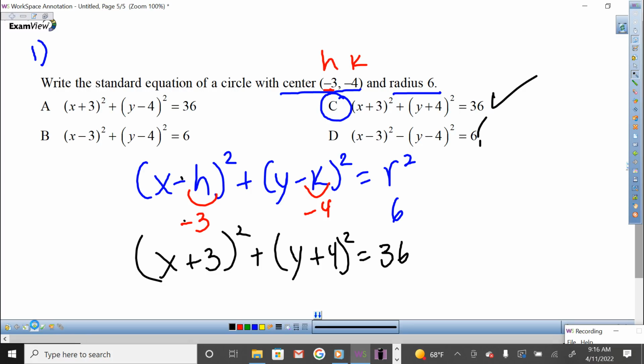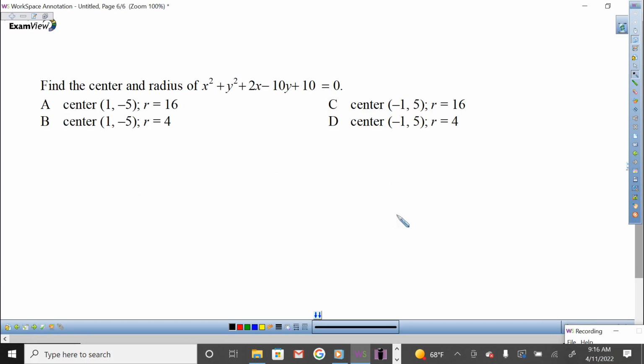Let's go to number 2. Write this down, please. And yes, write the instructions. Find the center and radius of x squared plus y squared plus 2x minus 10y plus 10 equal to 0. I'll give you some time for that. Copy that and... All right, check with the neighbors, see what they got. They should be done by now.